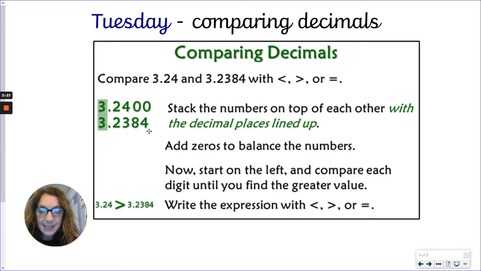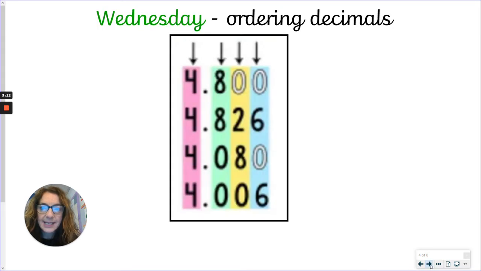It doesn't matter that this number has more digits, and that's really important when you're comparing decimal numbers. It doesn't matter about the thousandths and the 10,000ths here. Once you get to a place value where there is a difference in the numbers, that's where you stop. So we would say that 3.24 is greater than 3.2384.